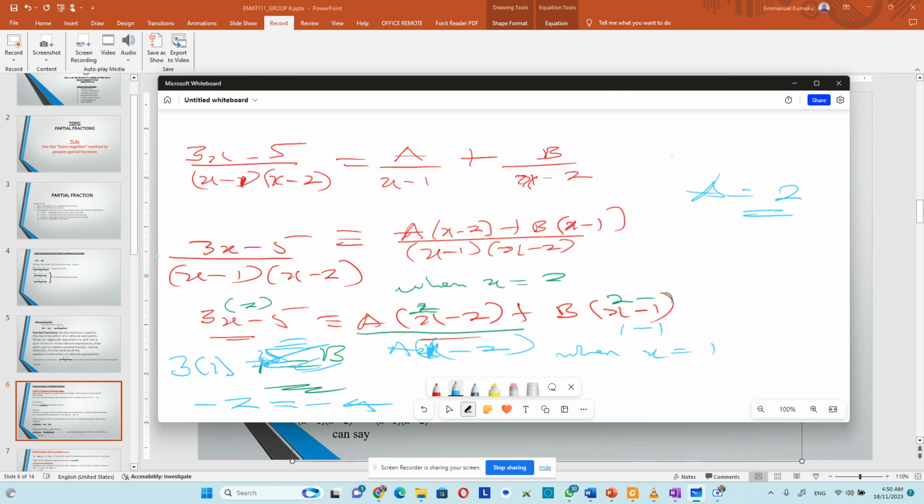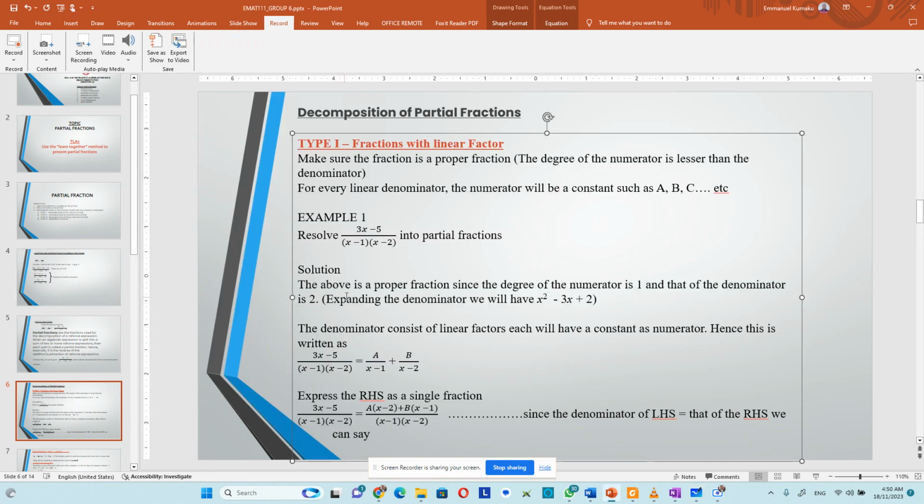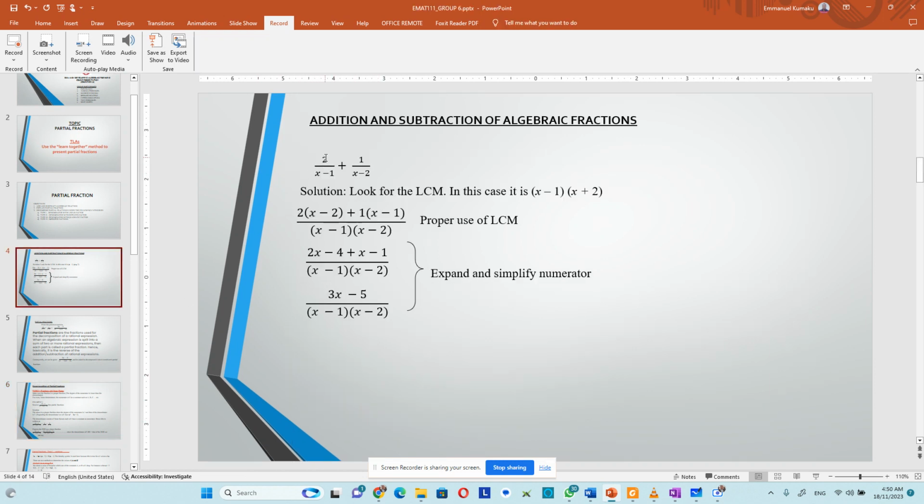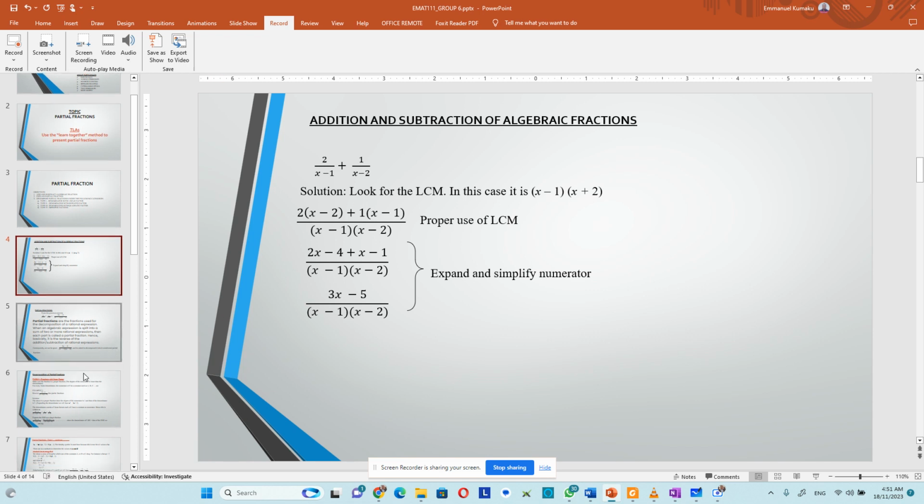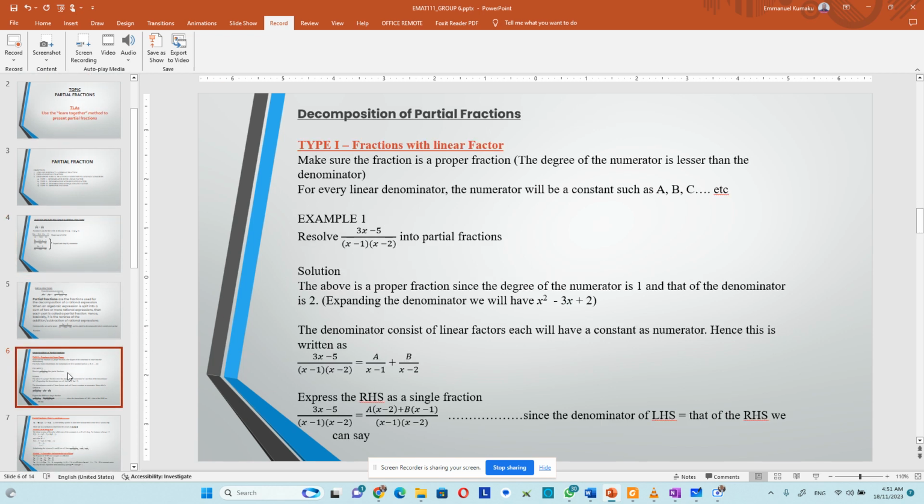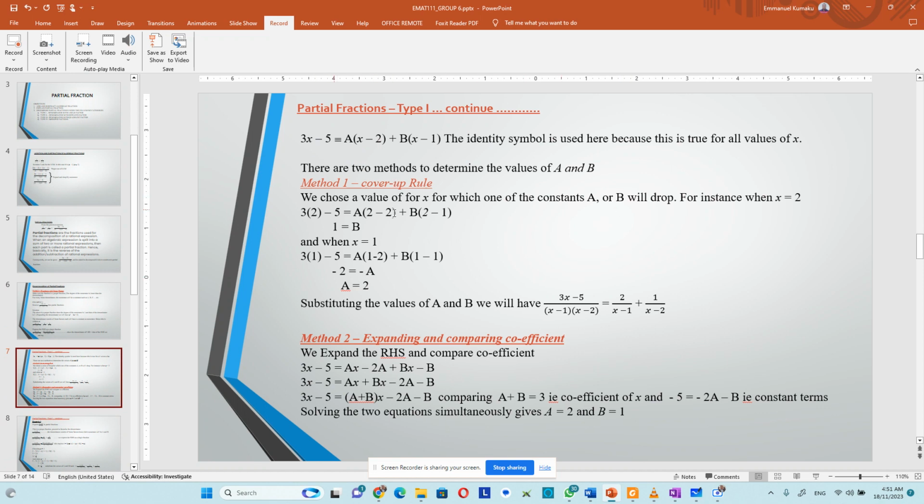So bringing their values back into their positions, A is 2. And then the B we had is 1. So the B is also 1. Bringing them to their constituent position, you will see that we will get the values of our original fractions back. Let's go back. So you can see that A is 2 and B is 1. So that is how partial fractions are resolved in type 1. So that's the cover up rule.